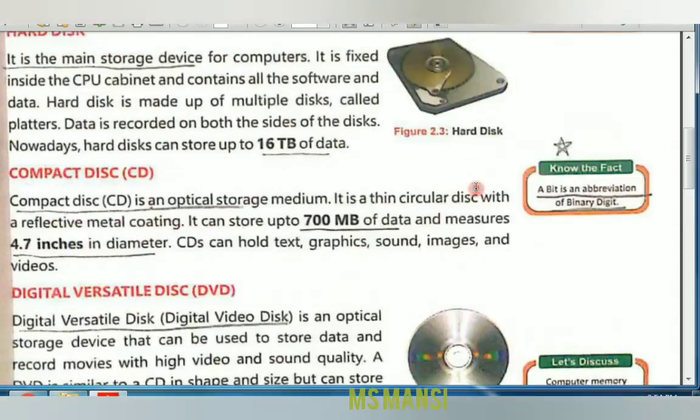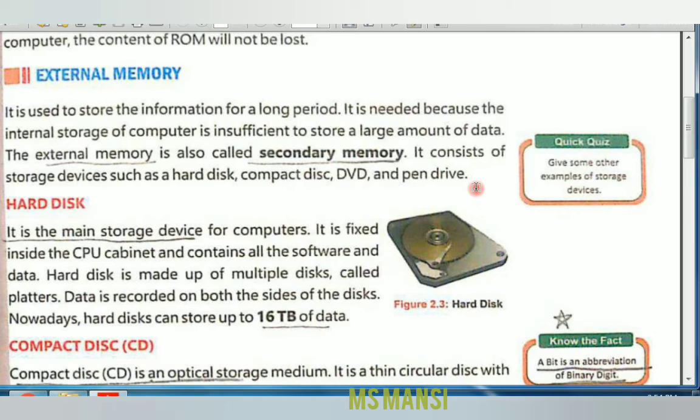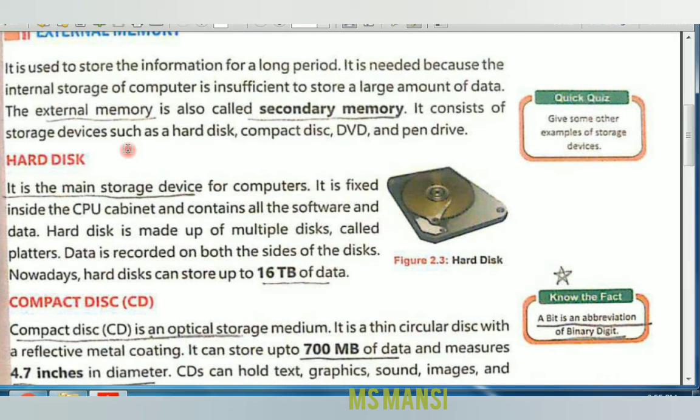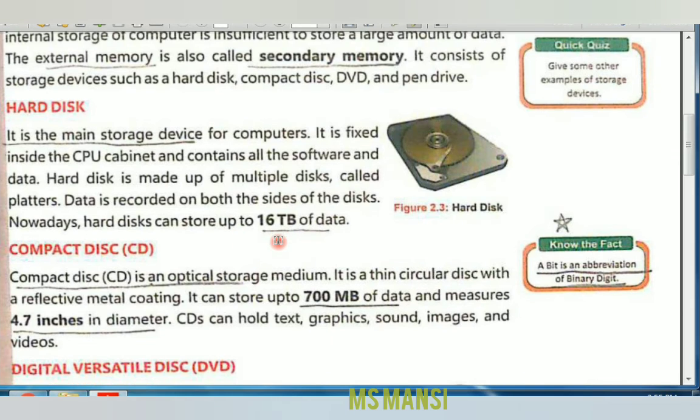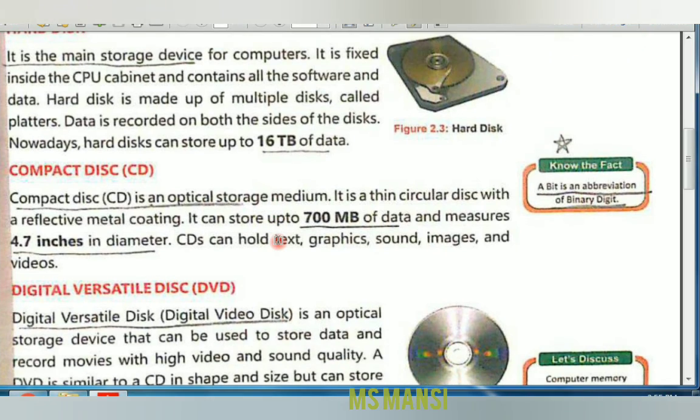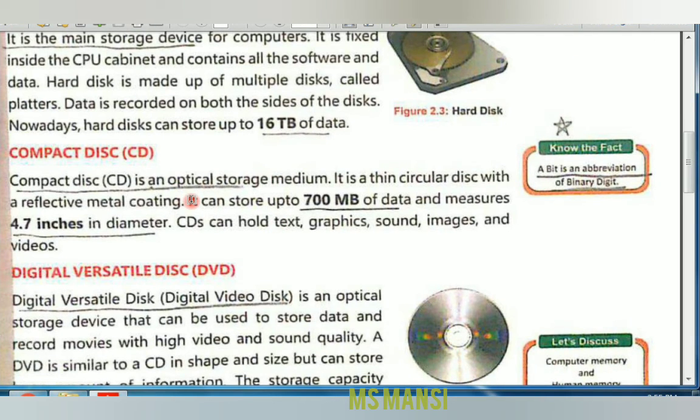Okay students, so these are external memory storage devices. External memory is also known as secondary memory. If you want to store your data for a long period, then external memory is used. Hard disk is the main storage device, and it can store up to 16 TB of data. CD is an optical storage medium, and it can store 700 MB of data.